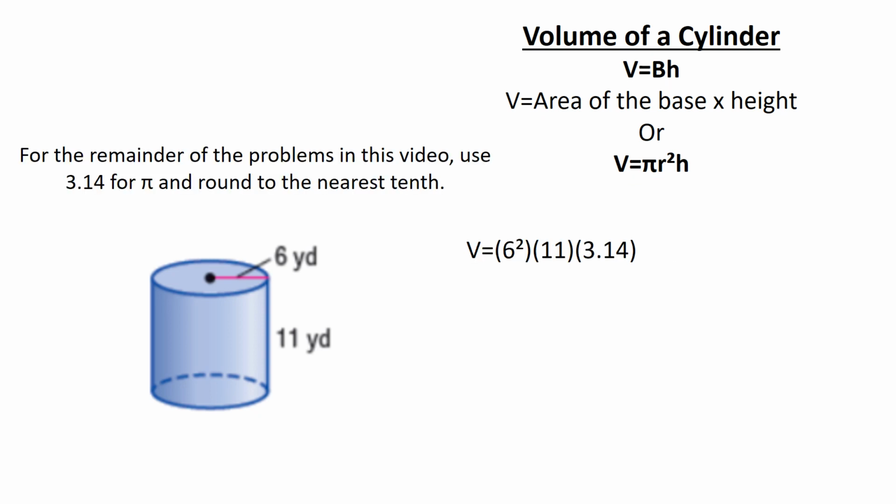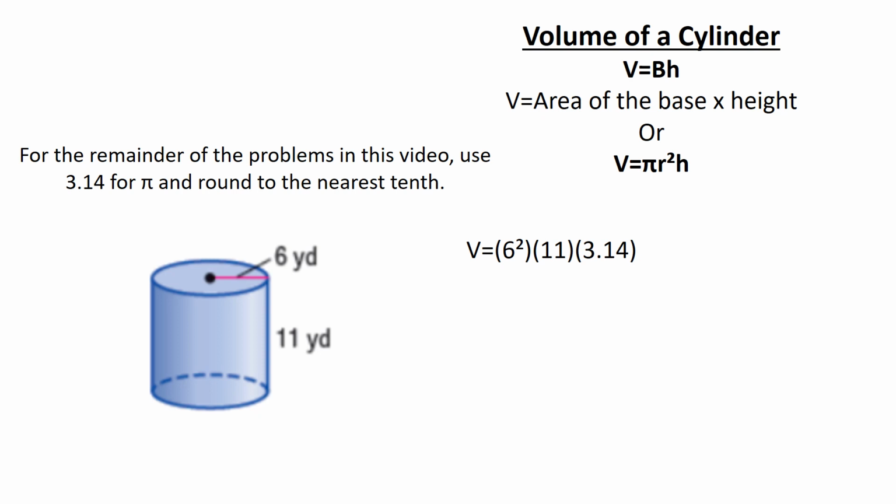yards is your height. So when we plug this into your formula, we're going to do 6 squared for the radius times the height, which is 11, times 3.14 for pi. For the rest of this video, we will be doing 3.14 for pi, but realize it can be the pi button sometimes or some other unit.